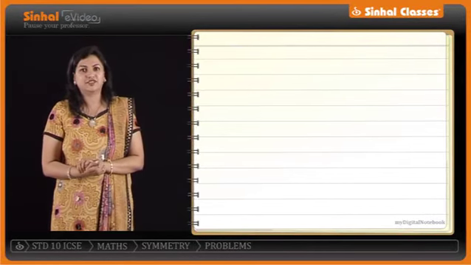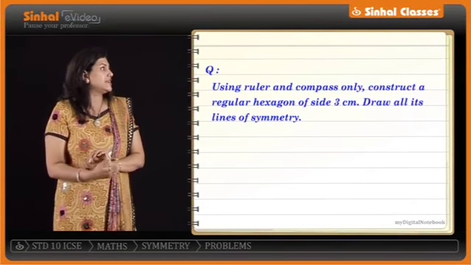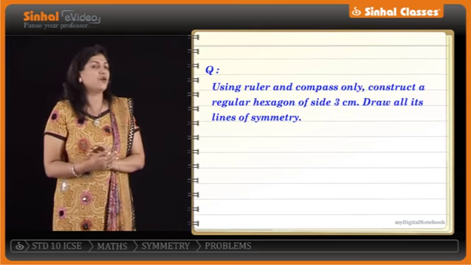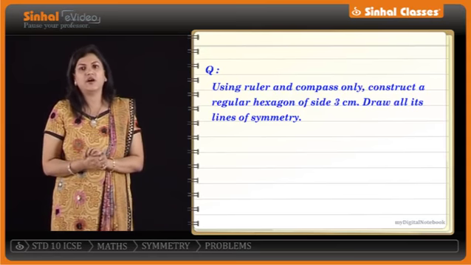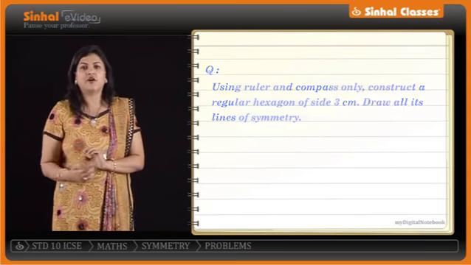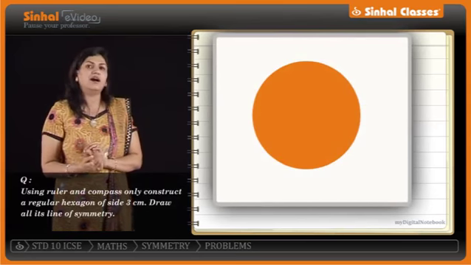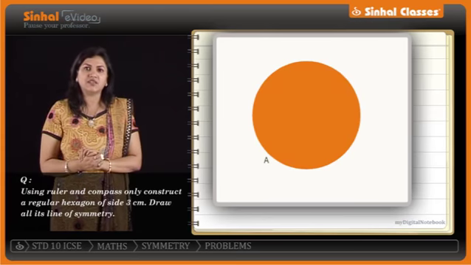We take the first problem, which is: Using ruler and compass only, construct a regular hexagon of side 3 cm. Draw all its lines of symmetry. Now in this sum, we are asked to draw a hexagon of side 3 cm. We first draw a circle of radius 3 cm. Then we mark a point A and then take AB as 3 cm, 2 points on the circle.